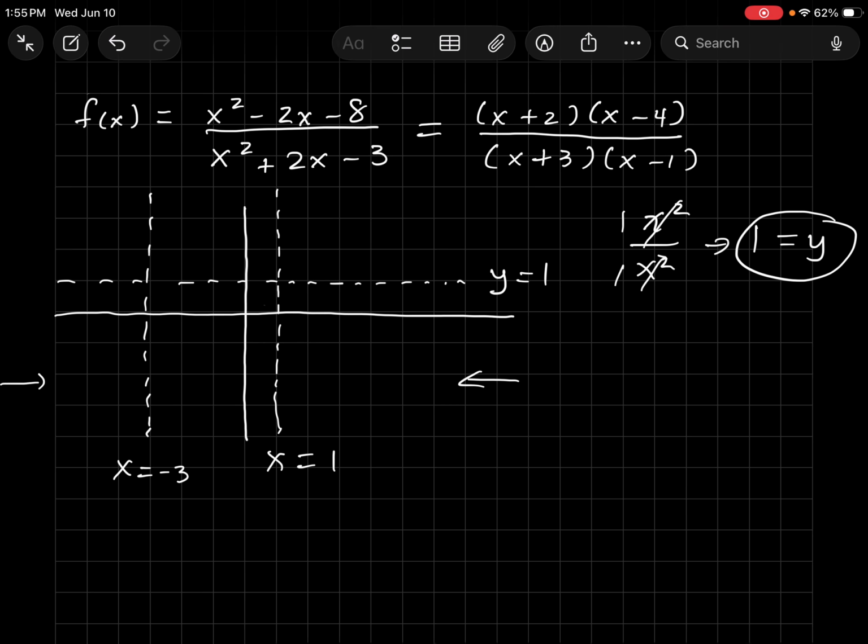Well, let's start by picking any x value greater than x equals 1. And I'm going to choose x equals 4. We'll see why I chose that a little bit later. But if I choose x equals 4, and I want to find f of 4, I get 6 times 0 over 7 times 3, which is 0. So I know that the graph goes to the point 4, 0.